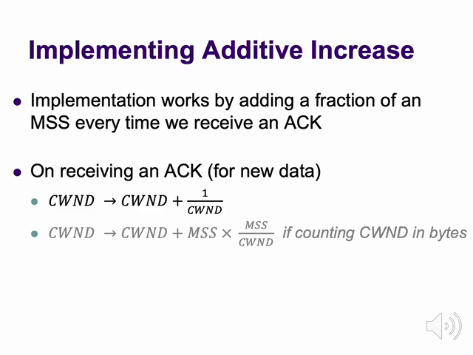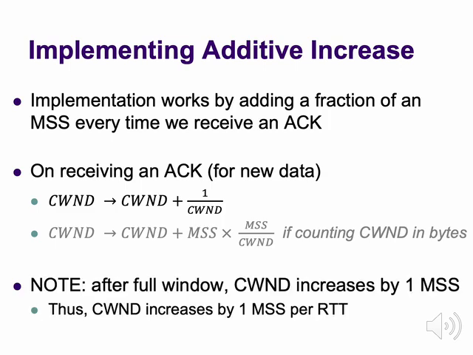That's going to be the number of ACKs you receive. And so to get the fraction that we have to add each time you receive an ACK, we would divide MSS by the number of ACKs, which means we would divide MSS by CWND over MSS, which is why we get this term here where we are multiplying by MSS over CWND. Okay, I hope that was clear.